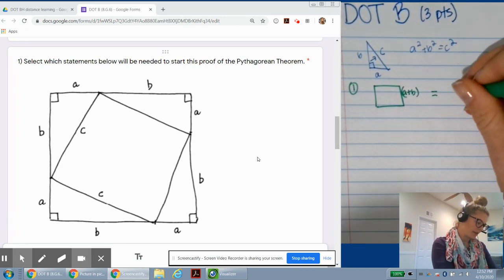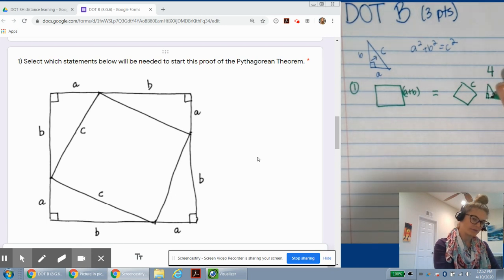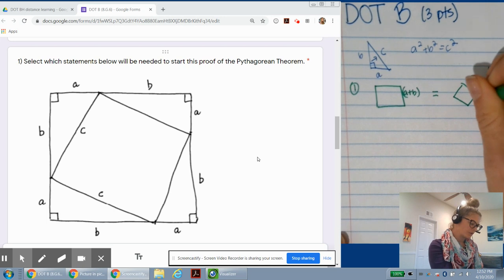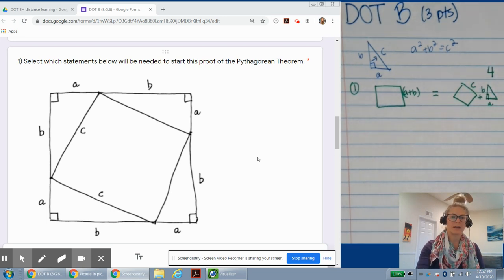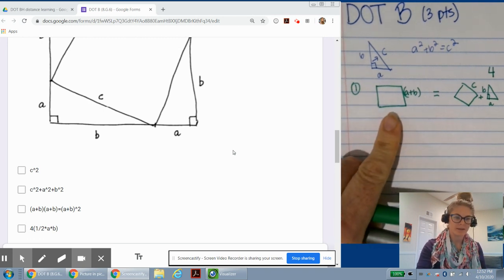And that's going to be the square in the center, which has side length C. And there's going to be 4 of these triangles that are right triangles. They're congruent, and they have leg lengths A and B. Okay, so what we're going to be looking for in our multiple choice here is statements that have to do with the area of this square, and that's going to be A plus B times A plus B.